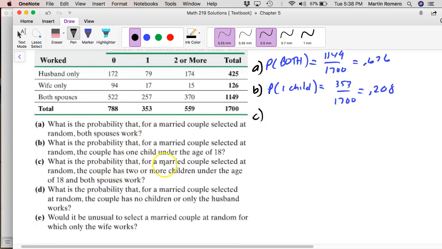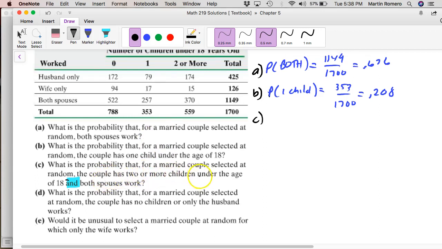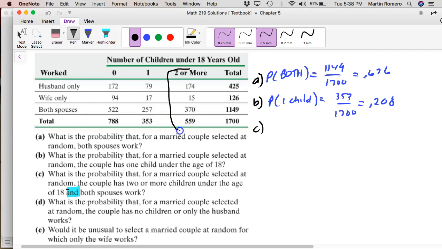Let's go to C. Looking at C, what is the probability that for a married couple selected at random, the couple has two or more children under the age of 18 and both spouses work? This is a unique situation where it's asking, what's the probability that both of these things occur? I can see this in the table. The couple has two or more children, so this is two or more children right here. And both spouses work, so here's both spouses work. The and means where is their overlap? It's like a Venn diagram. And the overlap is 370.